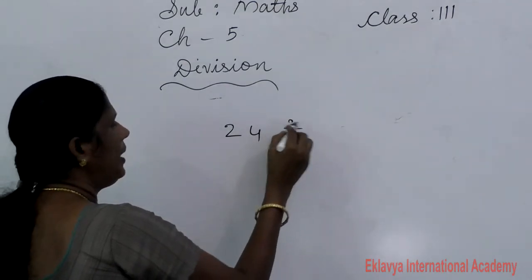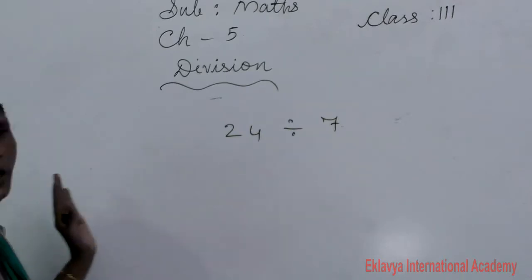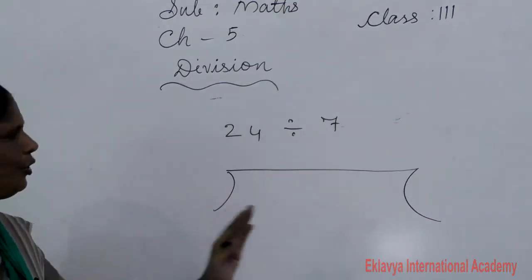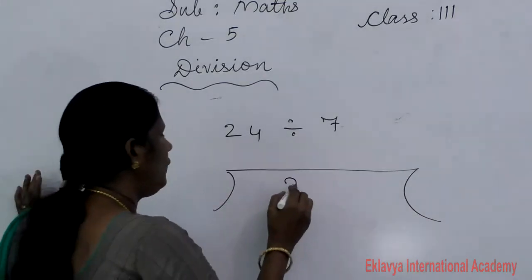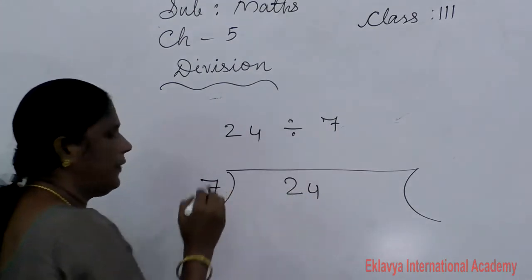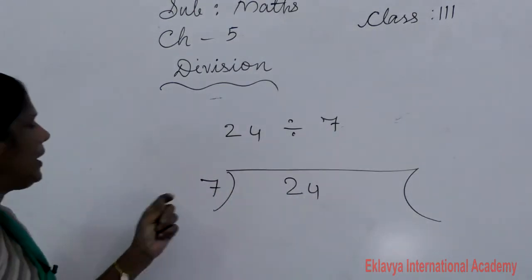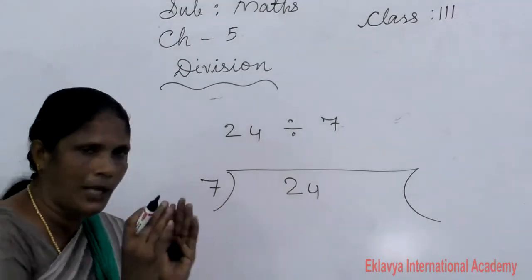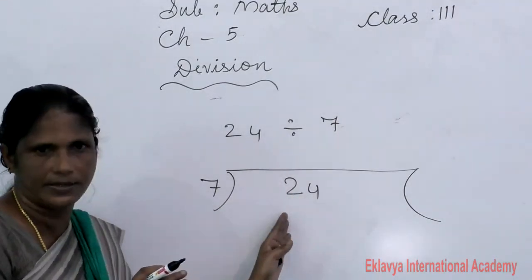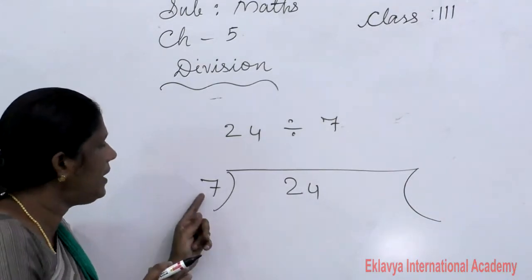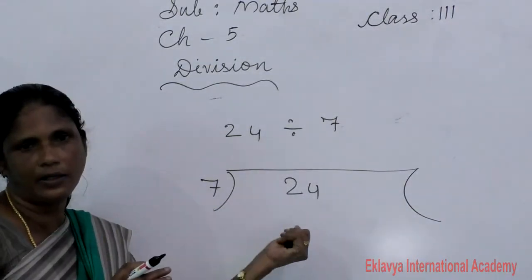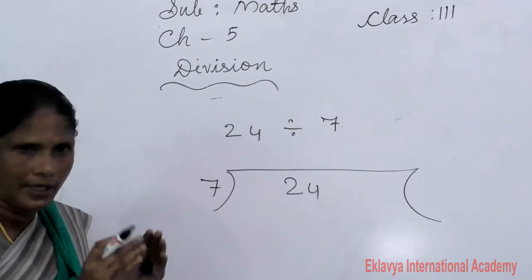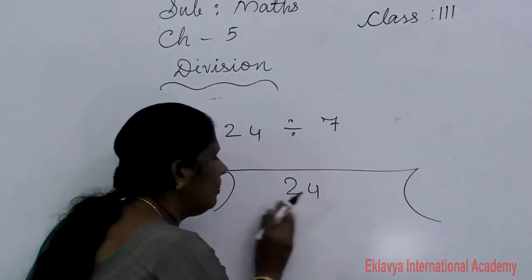24 divided by 7. How to divide this? First we divide this. You know the divisor? 24 here, 7 outside. Then the table of 7. Here there are two places, ones and tens. Which number is greater? 7 is greater, 2 is smaller. Therefore you take these two numbers.